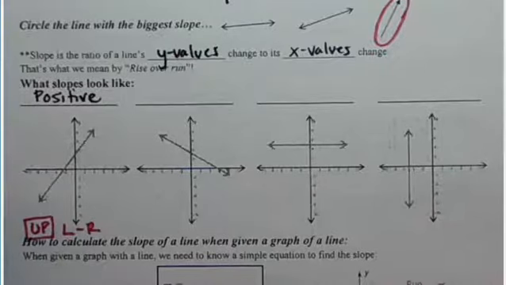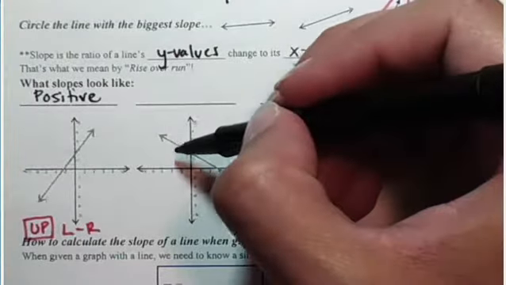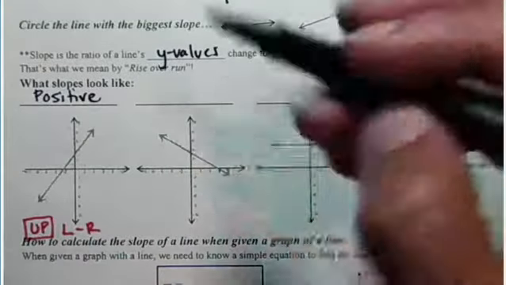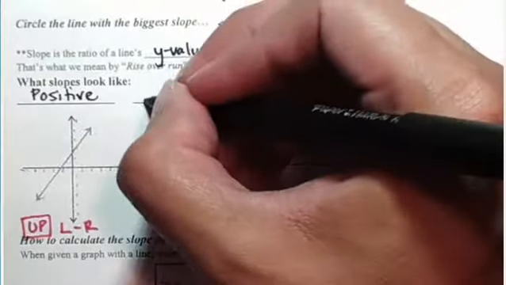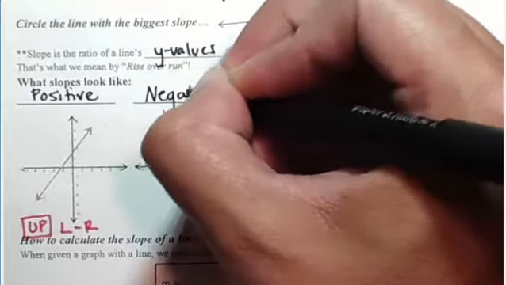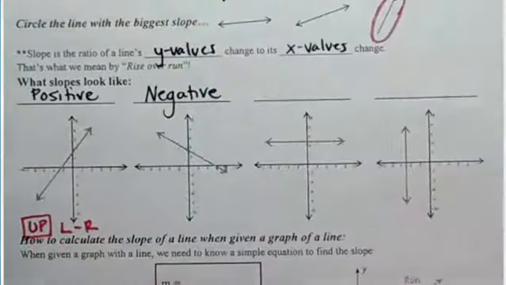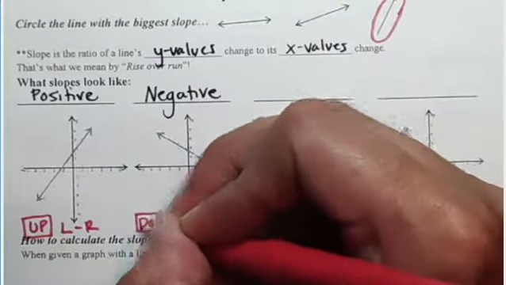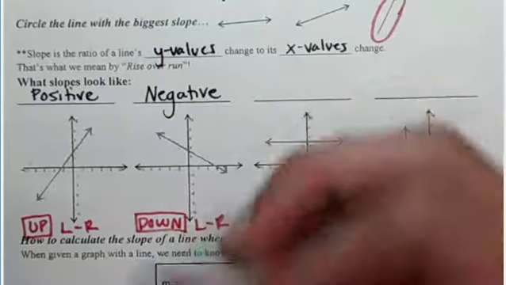The next type of slope we have, if I think about reading it from left to right, which direction is it going? It's going down. So this would be a negative slope. Okay, and the way we know it's negative is because it's going down from left to right.